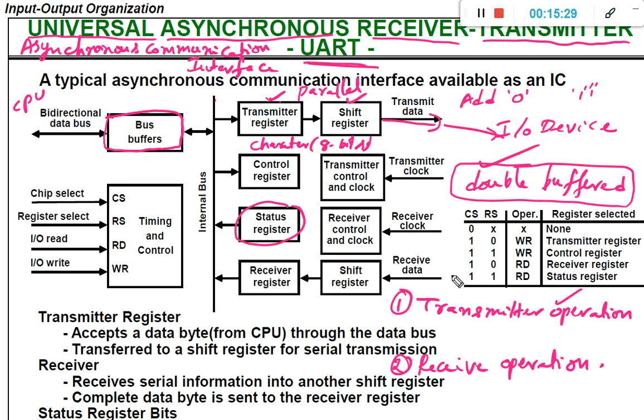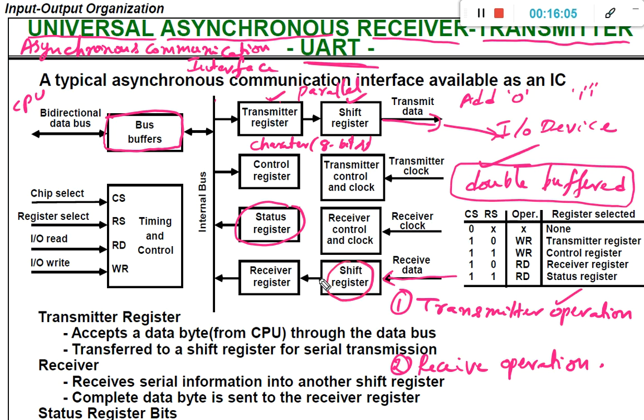Initially, the data is received from the I/O device and stored in the shift register. Before actually receiving the data, it checks for the start bit, as well as the 8-bit character and then the stop bit, as in the previous example. After checking all the bits, finally the character is stored in the shift register.